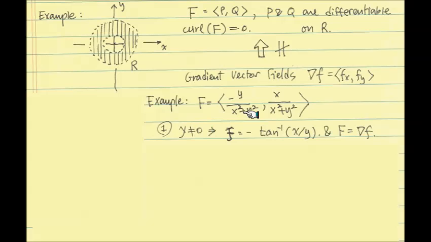If you do this trig substitution method, it turns out it's negative tangent inverse of x over y. If you differentiate this one, you can verify that this is exactly so. But this is only valid when y is not equal to 0. So again, we didn't find a gradient vector field that is defined everywhere. We just found one that works for the upper half of the donut shape.